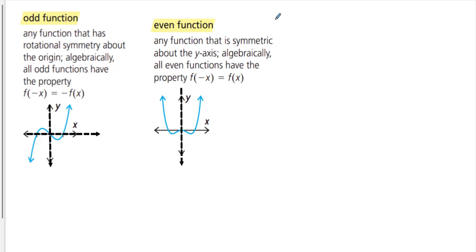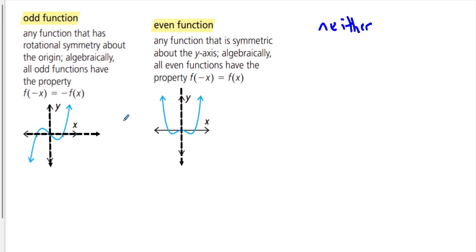And then we have one more category, which is neither. Neither essentially just means that the function doesn't have symmetry either. It's not an even function and it's not an odd function. So most functions would most likely be neither, because if they don't have symmetry, then it's neither. So yeah, that's the definitions. That's graphically. Now, algebraically, there is another way to determine whether a function is odd or even.